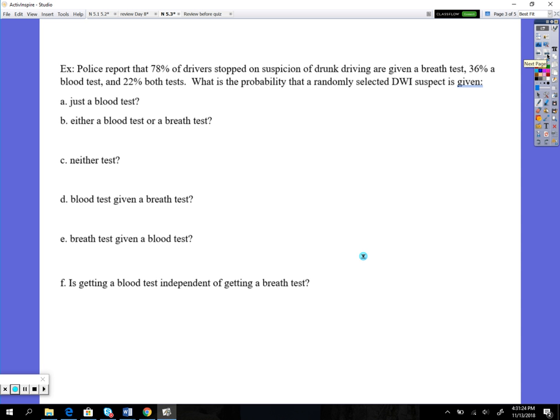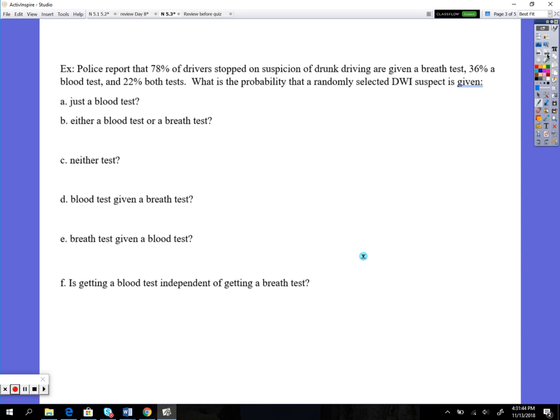So this problem says a police report says that 78% of drivers stopped on suspicion of drunk driving are given a breath test, 36% are given a blood test, 22% are given both tests. What's the probability that a randomly selected DWI suspect is given? And then we have a bunch of questions.